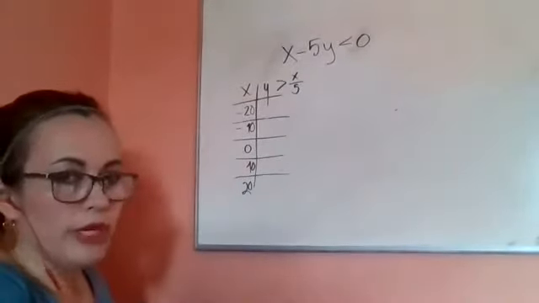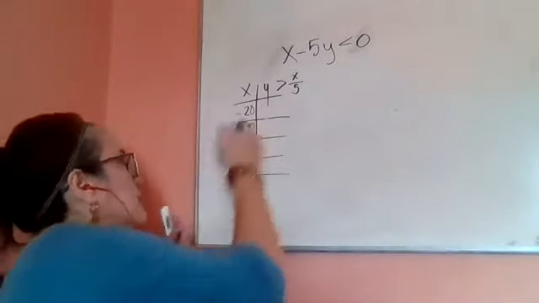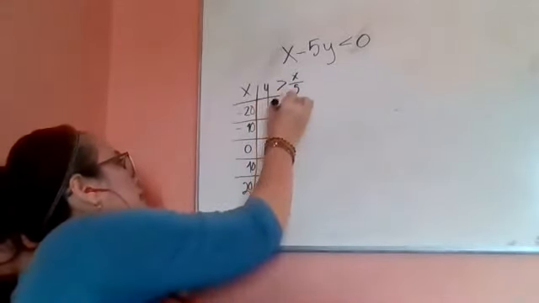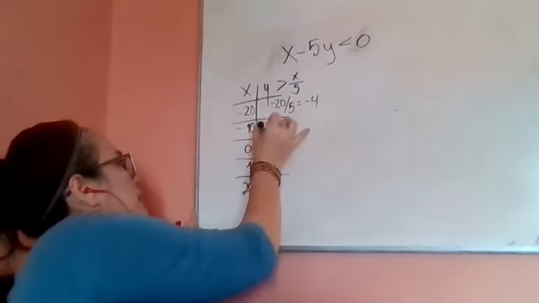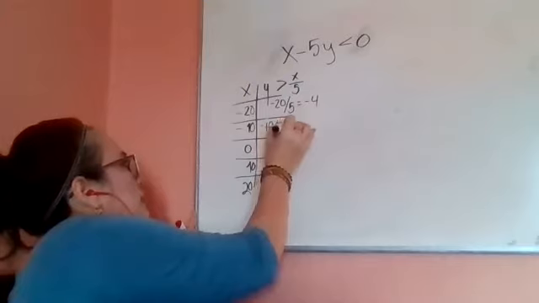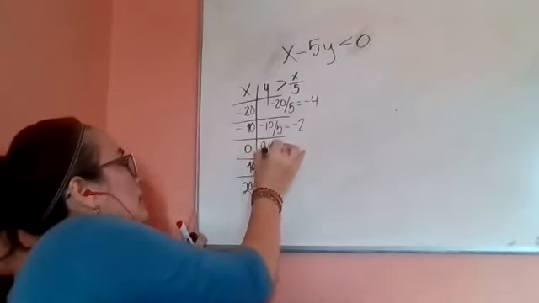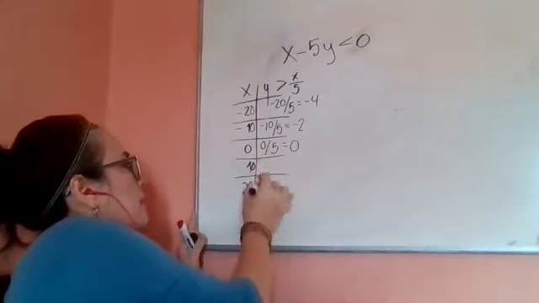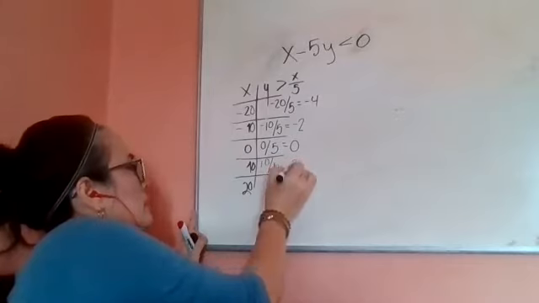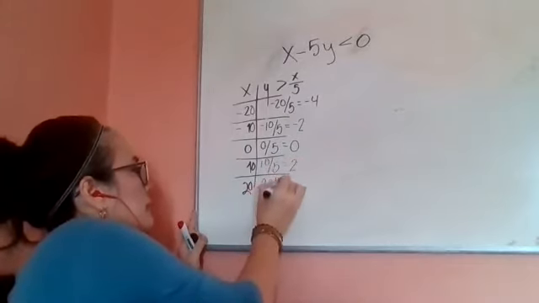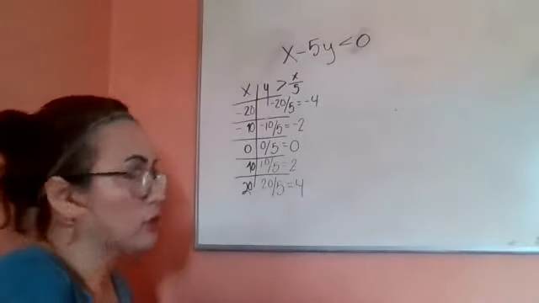I have the rearranged inequality over here. So I'm just going to replace: -20 divided by 5 is going to be -4. -10 divided by 5 is going to be -2. 0 divided by 5 is going to be 0. 10 divided by 5 is going to be +2. And 20 divided by 5 is going to be +4. I have the answers for the table.